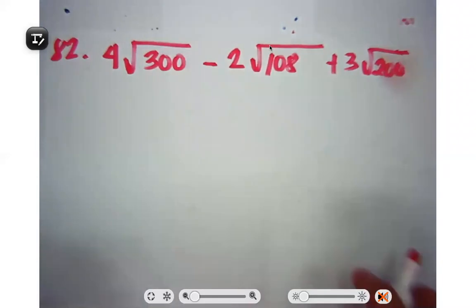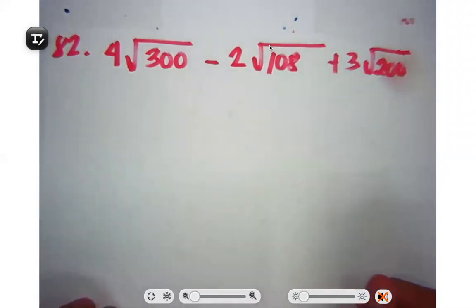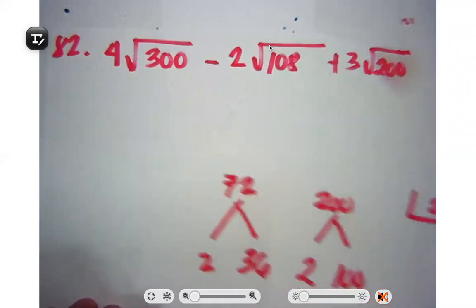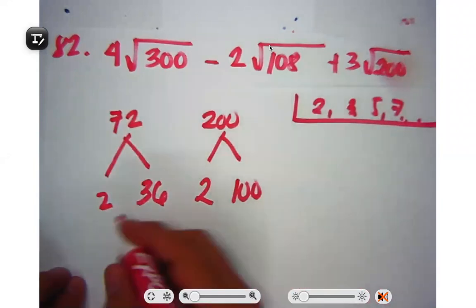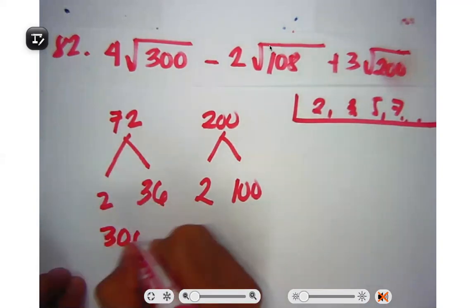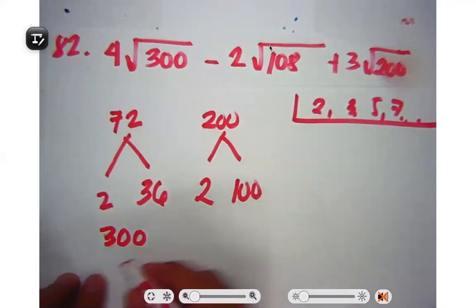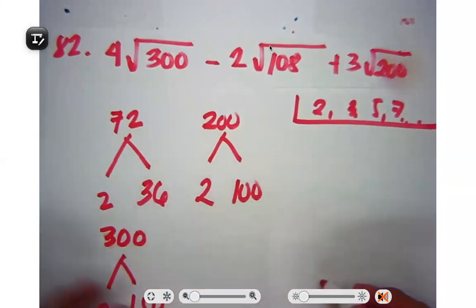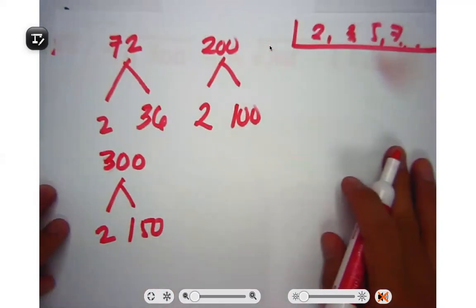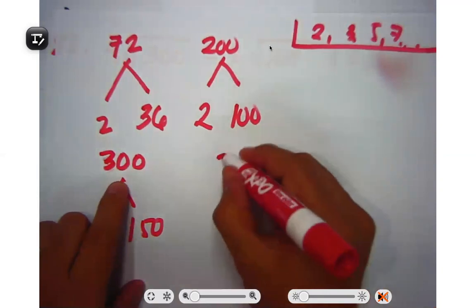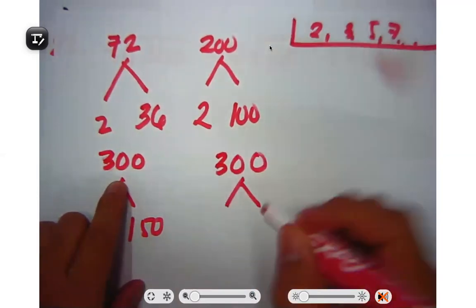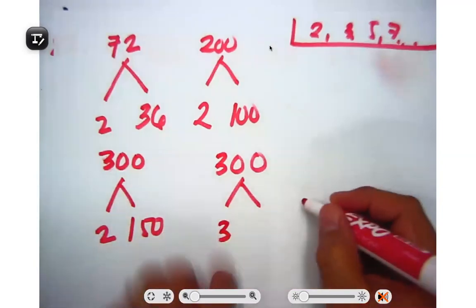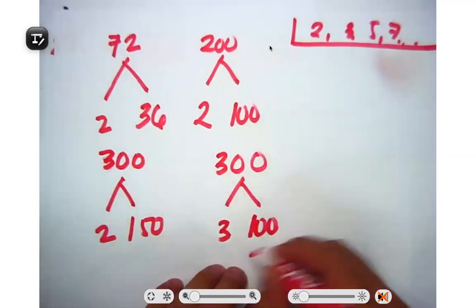Number 82, you have 4 square root of 300 minus 2 square root of 108 plus 3 square root of 200. 300, 108, and 200 are not perfect squares. So let's look at 300. If we divide 300 by 2, what is it? It's 150. It's not a perfect square, right? So let's try another. We divide this by 3. We only divide by 3: 100, and yes, that's a perfect square.